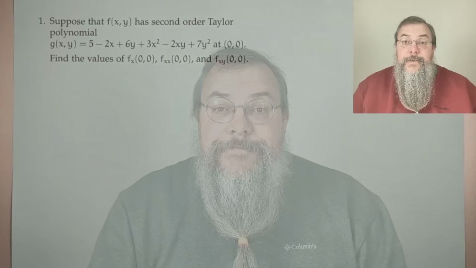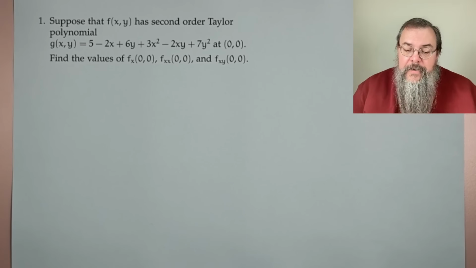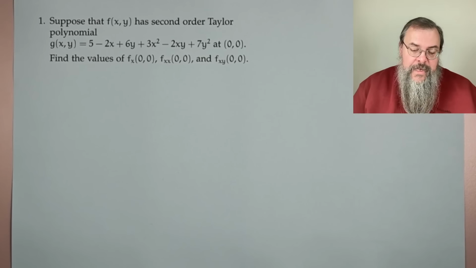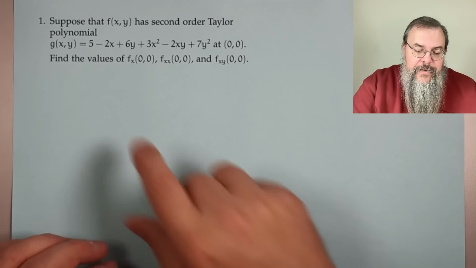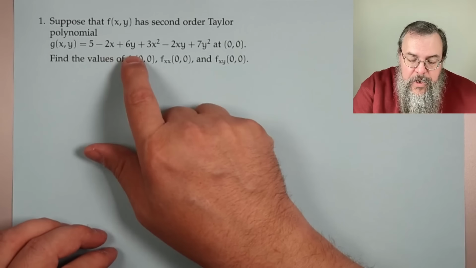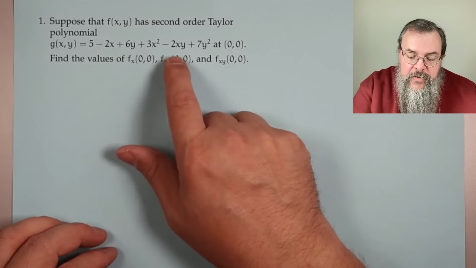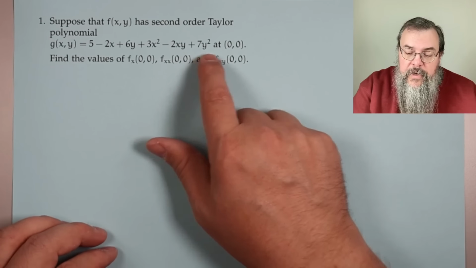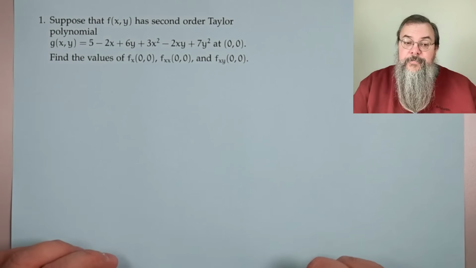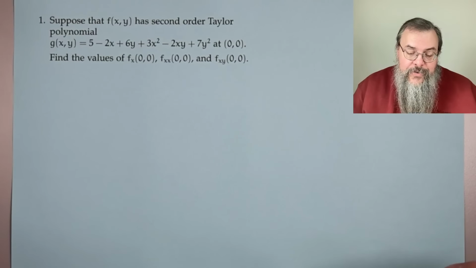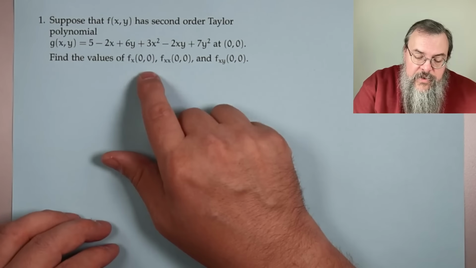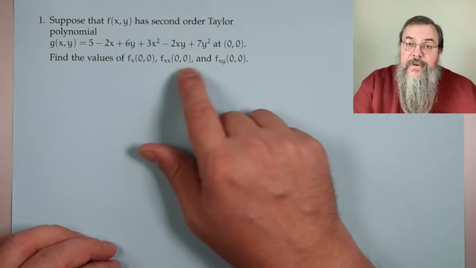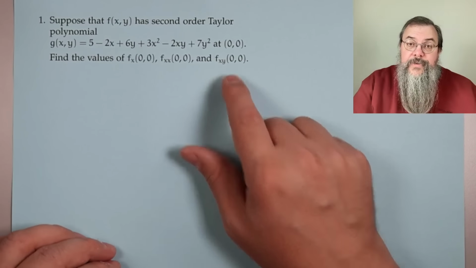All right, let's begin. Suppose that f of xy has second-order Taylor polynomial g of xy equals 5 minus 2x plus 6y plus 3x squared minus 2xy plus 7y squared at 0, 0. Find the values of f sub x at 0, 0, fxx at 0, 0, and fxy at 0, 0.